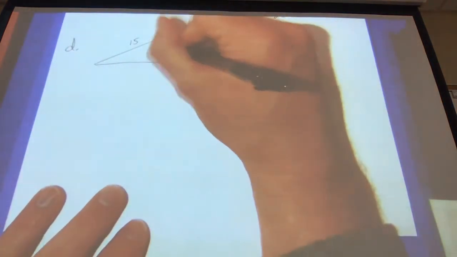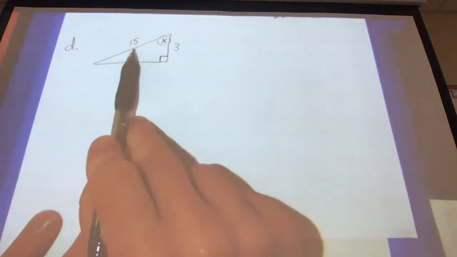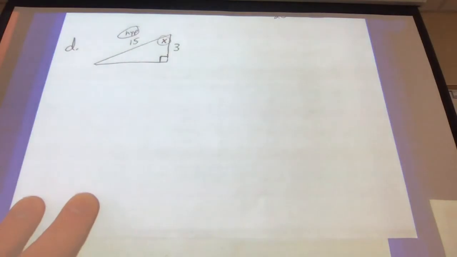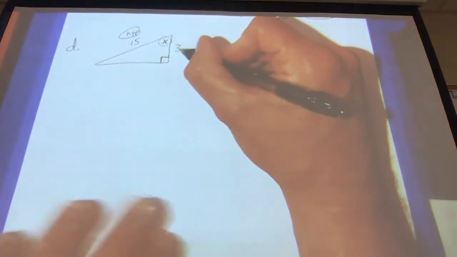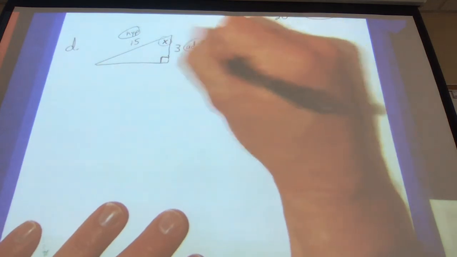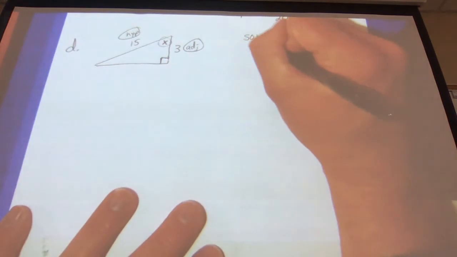All right, let's start it off the exact same way. We're going to start with our non-right angle they give us, which is x. The 15, is that going to be the opposite, adjacent, or hypotenuse? That's your hypotenuse. It's across from the right angle. And the 3, is that opposite, adjacent, or hypotenuse? Adjacent. That one's right next to the x. Now we can go back to our SOHCAHTOA.